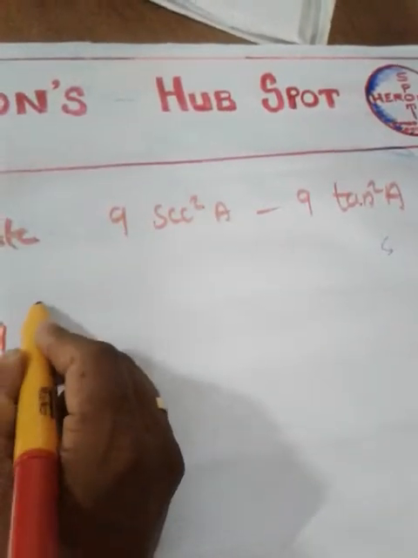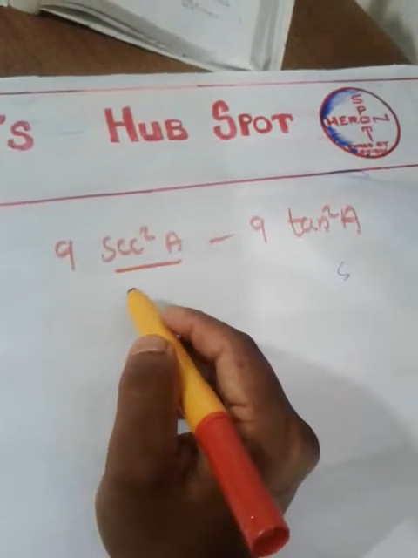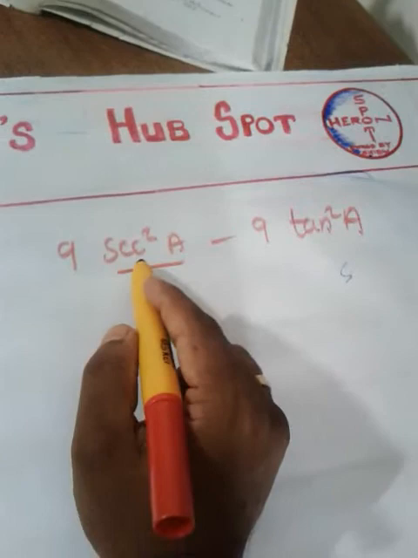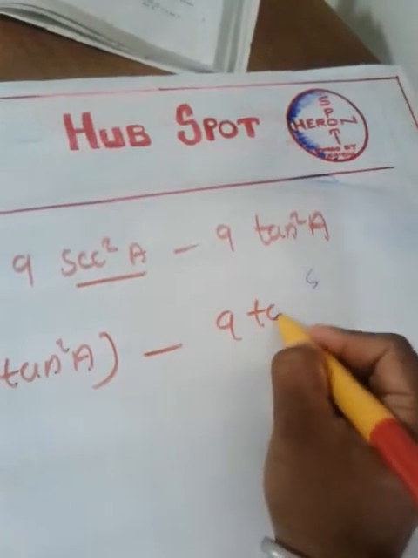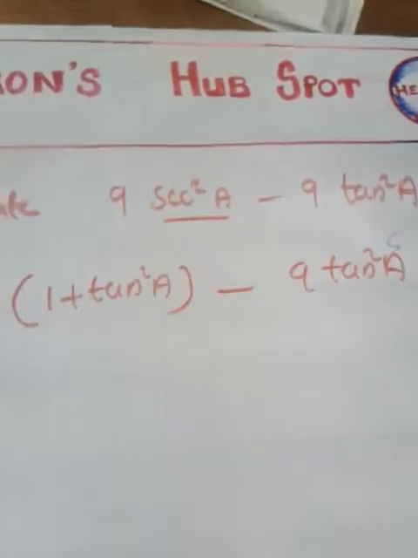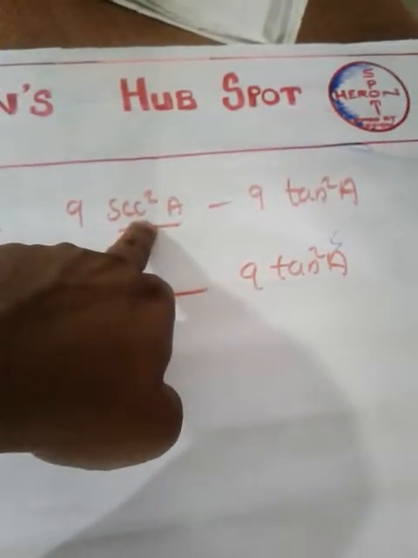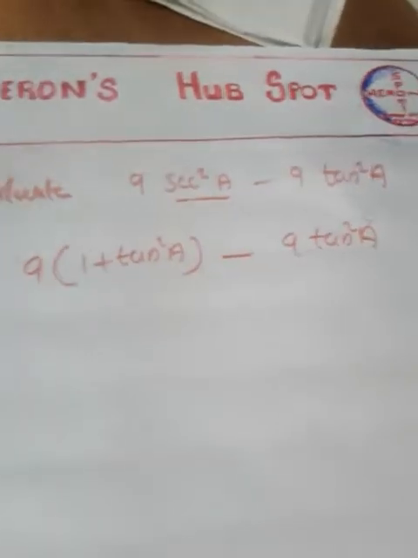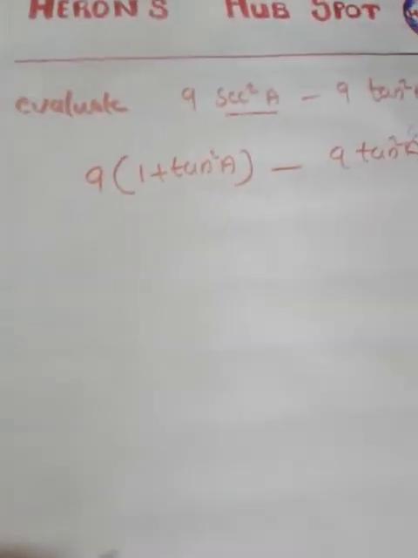So instead of sec square A, can I write 1 plus tan square A? Because one identity is there, 1 plus tan square theta is equal to sec square theta. So instead of sec square A, we can write 1 plus tan square A, by identity, and minus 9 tan square A as it is. You can ask me a question: how did you know to replace sec square A by 1 plus tan square A? The answer is, here tan square is there, no? So if I can express sec square A in terms of tan square A, we can go for some simplification process. That forced me to write it in this way. Are you following me? Okay.